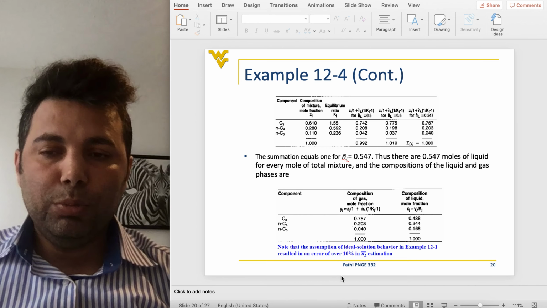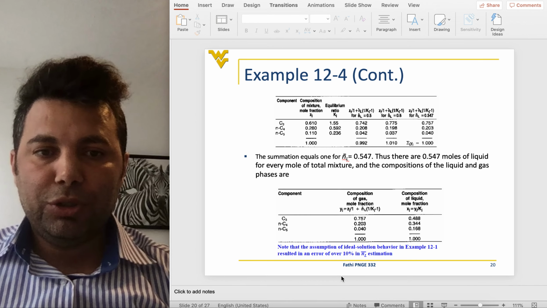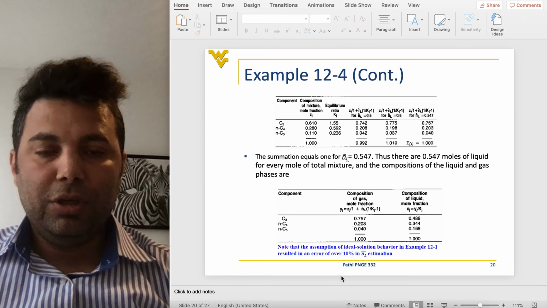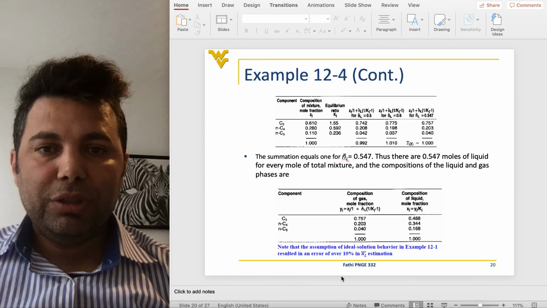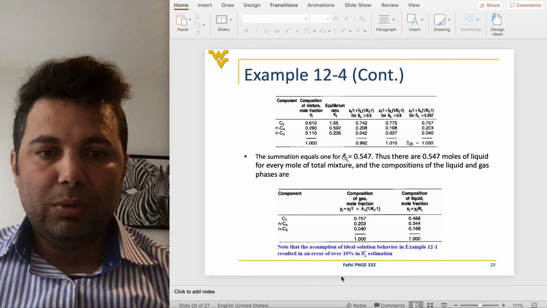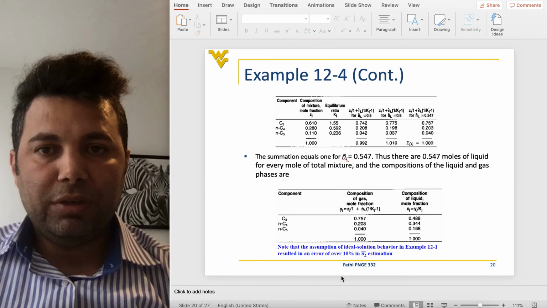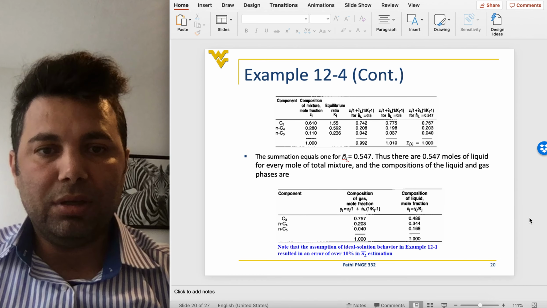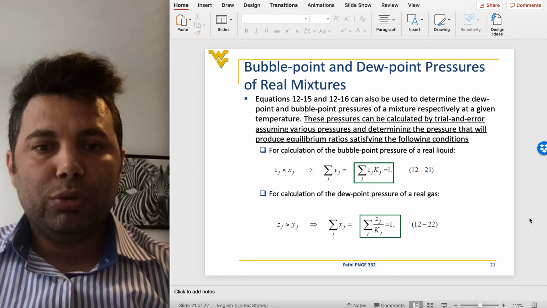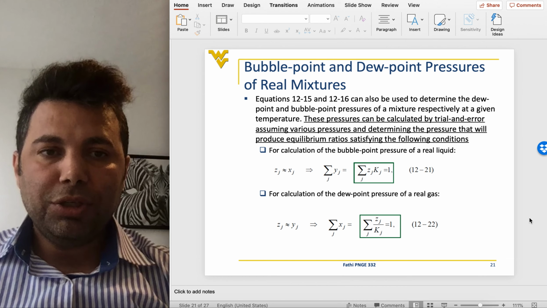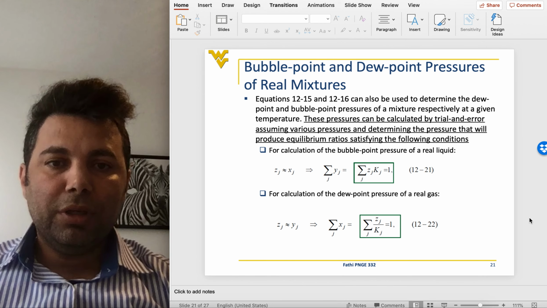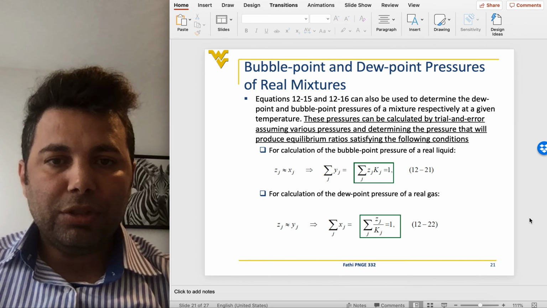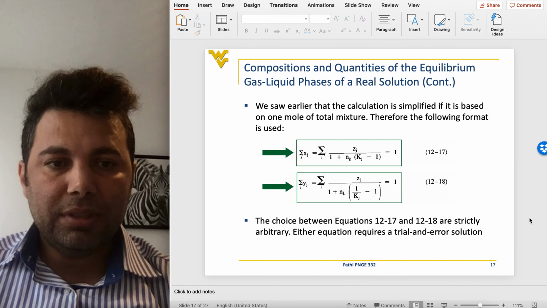The bubble point pressure or the dew point pressure of the real mixture will be your final exam question. So make sure you read Example 12.4 and understand all the steps, and send me a question if there is any part that's not clear. To find the bubble point pressure and the dew point pressure of the mixture, you can also go back to Equations 12.15 and 12.16.